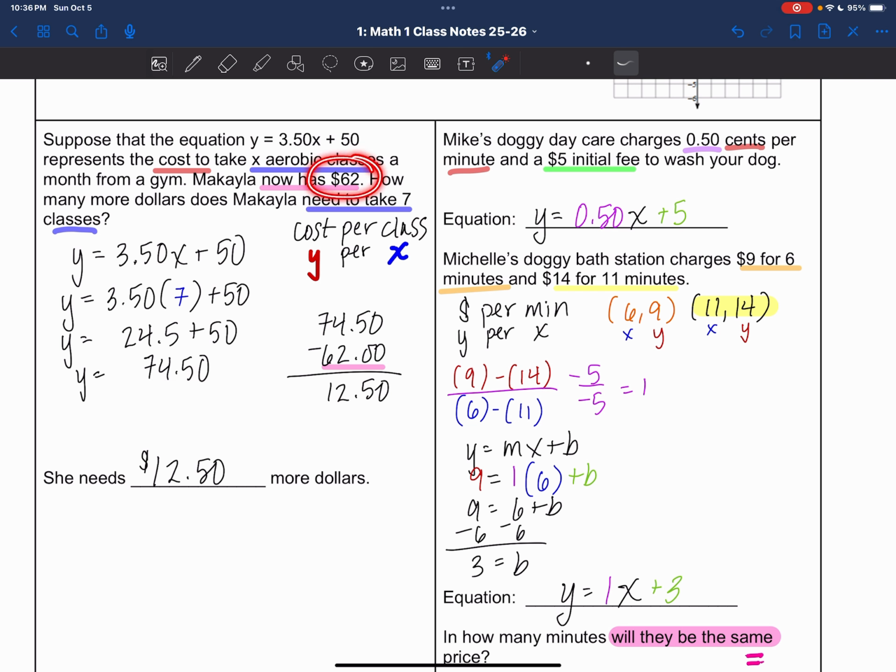But she already has 62. So now we're going to take that amount and subtract $62 from it. It's going to be $12.50. So she needs $12.50 more for her classes.